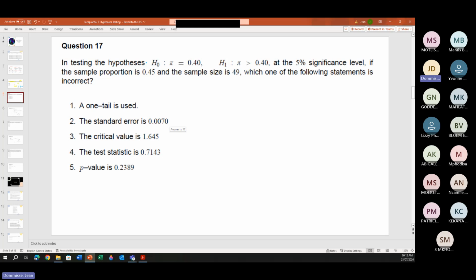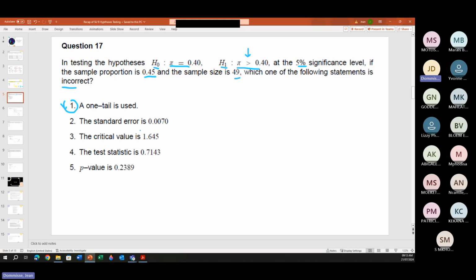So in testing the hypothesis H0 against the alternative bigger at the 5% significance level, if the sample proportion is 0.45, sample size 49, which one of the following statements is incorrect? Okay, so let's first look at the alternative hypothesis. The alternative hypothesis is one directional, so it just shows you going to one side. So by that, a one-sided or one-tailed test is used. So that is correct.